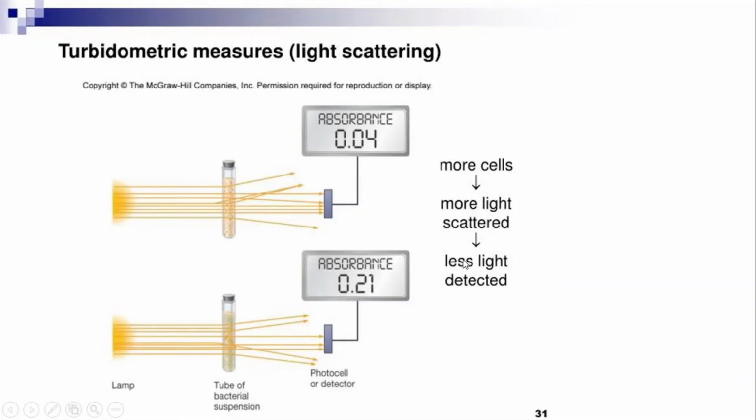More the cells are there, so more light will get scattered. More light getting scattered means your sample is more turbid, and hence the number of cells is going to be more. So 0.21 absorbance means there is more light scattering as compared to the absorbance of 0.04. This everyone knows. I'm sure you might have done it in the lab also. Is it clear, guys? Everyone?